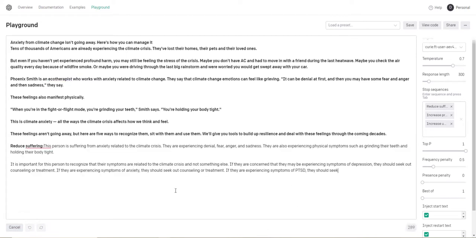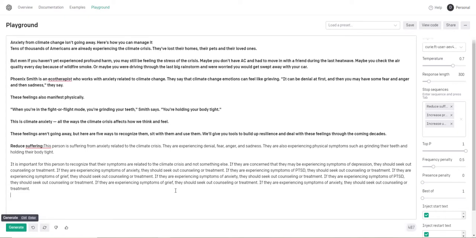And let's see. This person is suffering from anxiety related to the crisis. They're experiencing denial, fear, anger, and sadness. So it's queuing off on this stuff. It doesn't fully understand that this is a news article, and that is because, again, I need to do a little bit more work on the training data set, but I wanted to share this initial success.